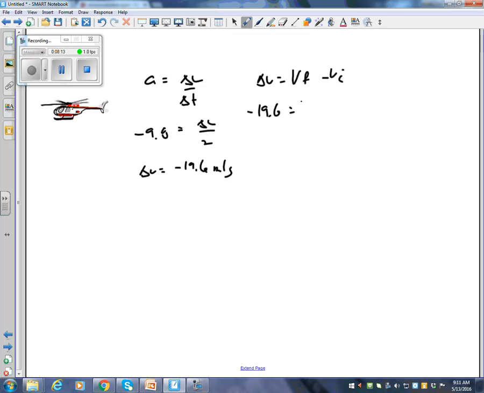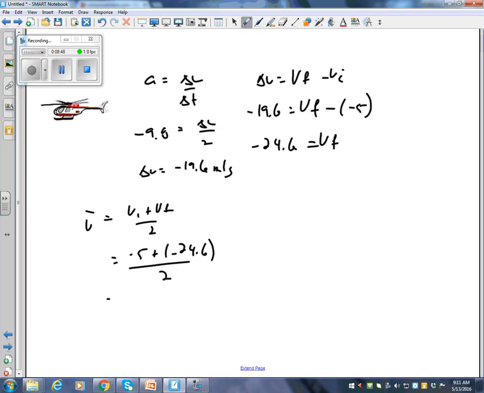Minus 9.8 times 1.6, solve for vi. Here the minus vi is, now it's subtract minus 5, right? Be careful. Subtract minus 5 is plus 5, goes to the other side, becomes negative. I get minus 24.6 meters per second. Can't do that yet. Minus 5 plus minus 24.6 all over 2, that's minus 29.6. Half of that is 14.8.